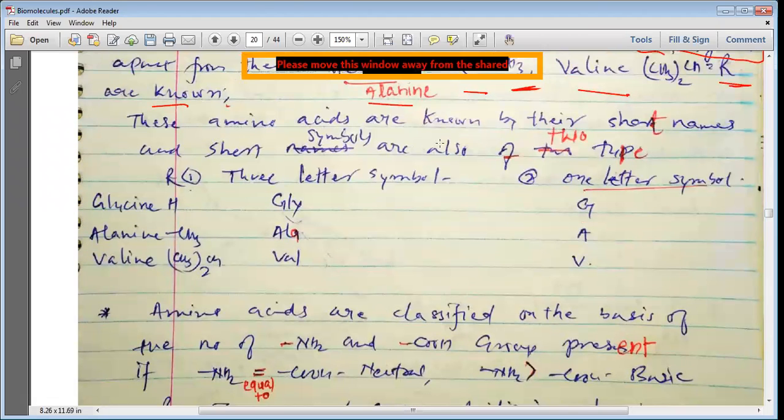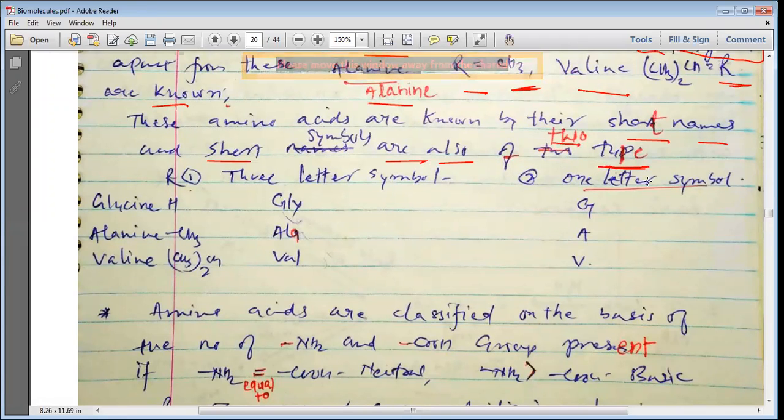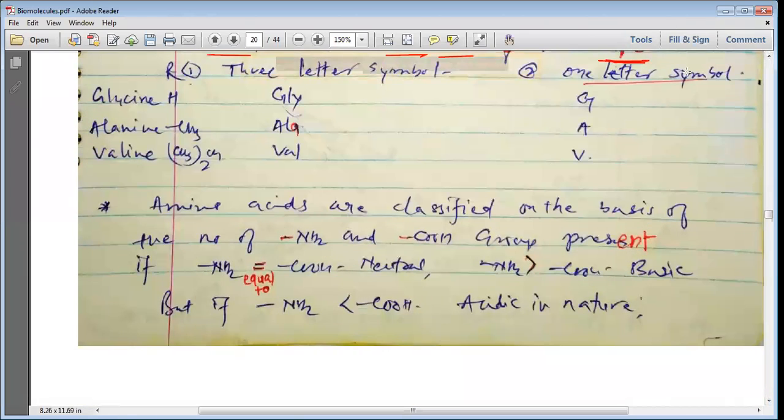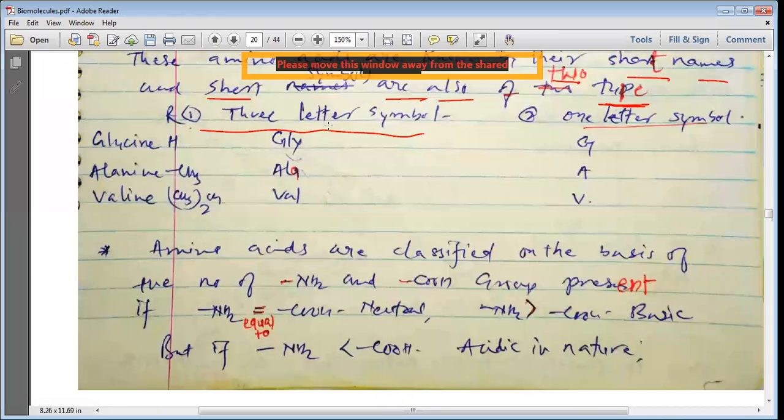These amino acids are known by their short names also. So we even understand the amino acids by their short names, short symbols. These short symbols also are of two types. For amino acids, we can have various symbols, and these symbols are of two types. Number one, the 3-letter symbol. We can use the symbol for an amino acid as a 3-letter symbol, or we can use it as a 1-letter symbol.